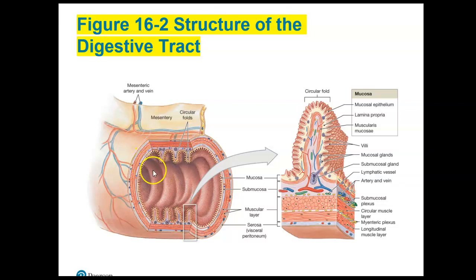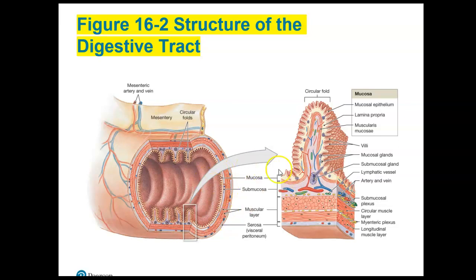As far as the layers of the GI tract, you can see the mucosa is here with the folding, and then the submucosa or lamina propria. And then you have the muscular layer, which is the muscularis mucosa, and then you have the serosa, which is also visceral peritoneum. It's the part of the peritoneum that contacts the surface of the organs.